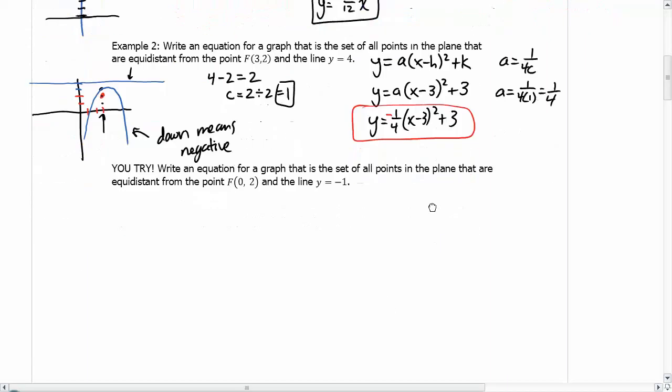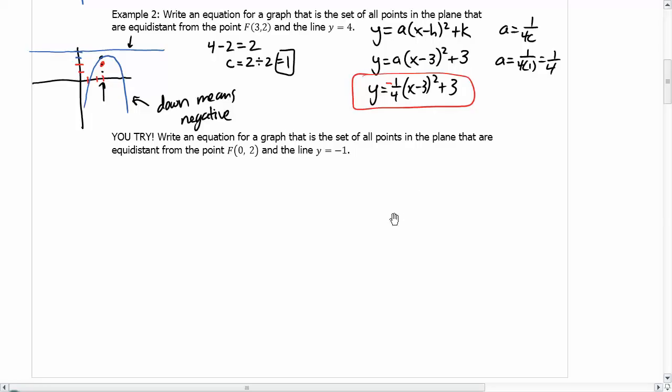Okay, so this next one is an example for you to try. See if you can get it first, and then check back in a second. Alright, so this one, there's going to be a fraction or a decimal involved, so be a little bit careful about how you do it. Focus is at 0, 2. Directrix, y equals -1.